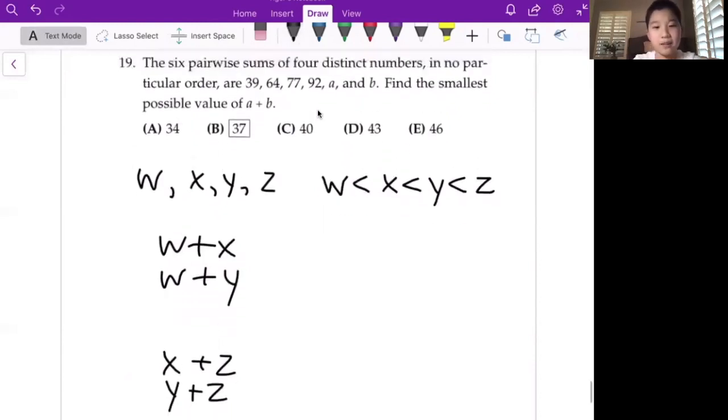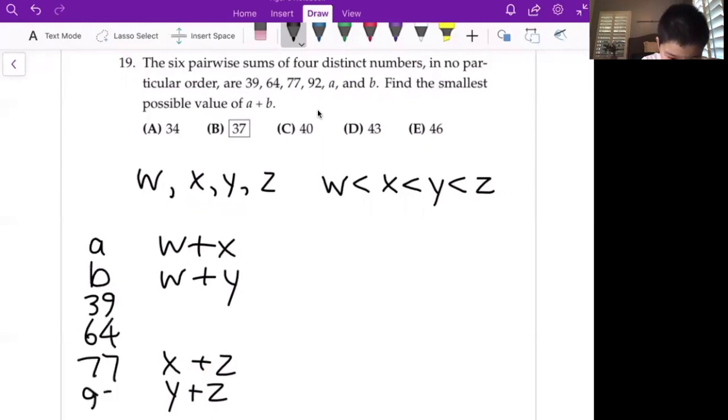So to make A and B the smallest, let's assign A to be W plus X and assign B to be W plus Y to make them small. And then let's just do this.